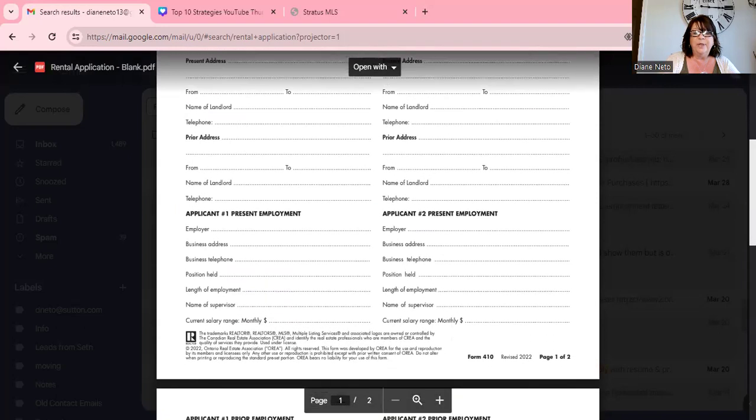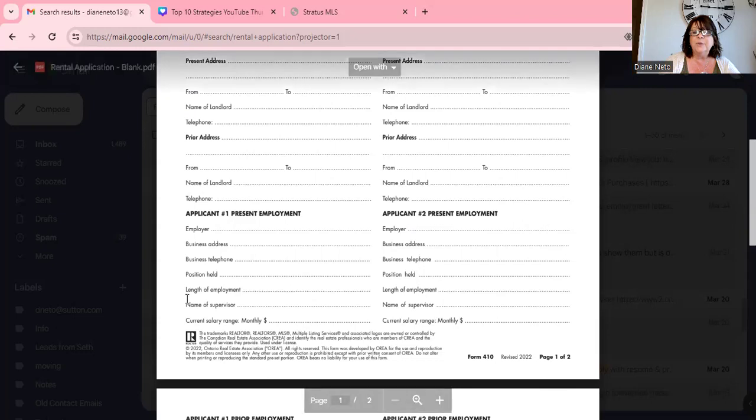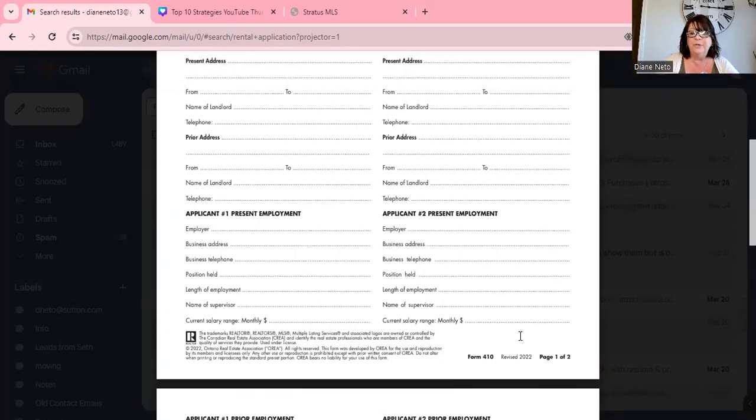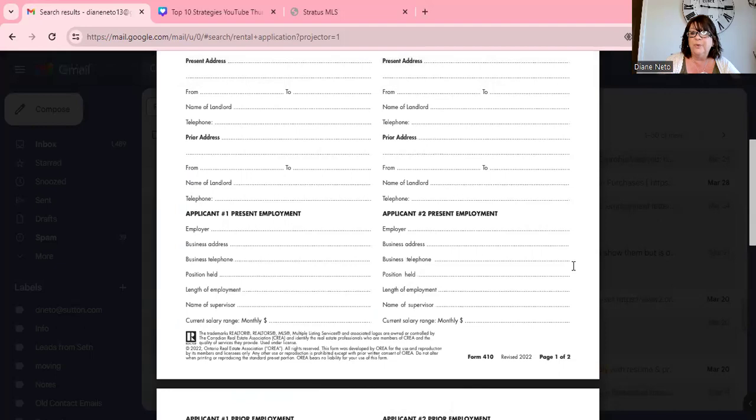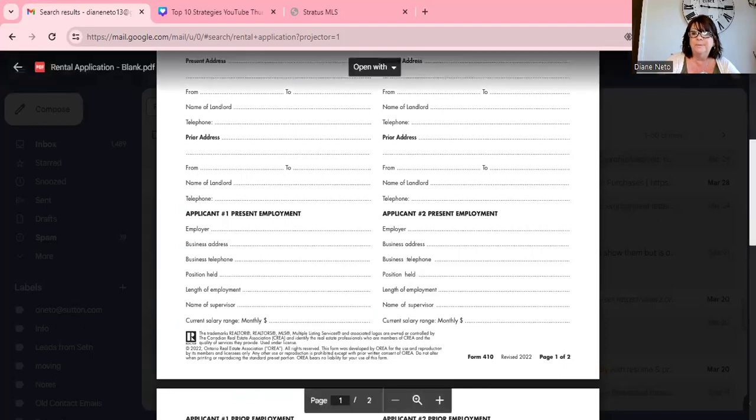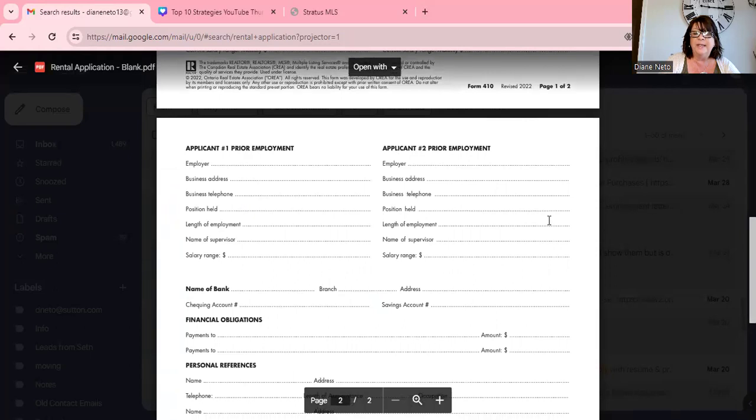Then it shows the employment. It shows the employer, length of employment, the current salary per month, and you're supposed to put your gross in here. And I've had people put their net by mistake. So again, applicant 1, applicant 2. So now it shows that they're working, where they're working, and how much money they make. Then the prior employment, again.